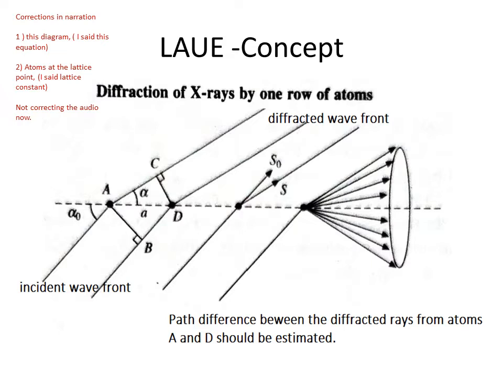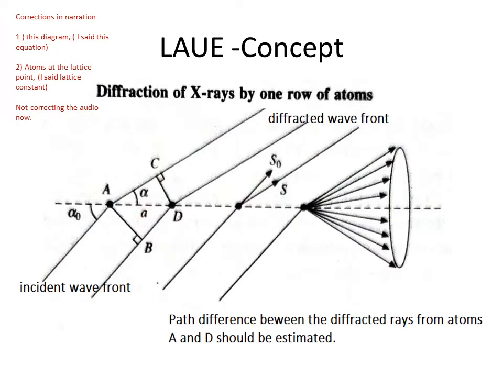Just like in the previous example, where we expressed the path difference in terms of interplanar spacing, here we will express the path difference in terms of a. a is the lattice constant. You can see it is the separation between adjacent atoms along this direction. You can assume that this is the direction of one of the primitive lattice vectors, which means if you put a vector symbol above a, that will be one of the primitive lattice vectors.